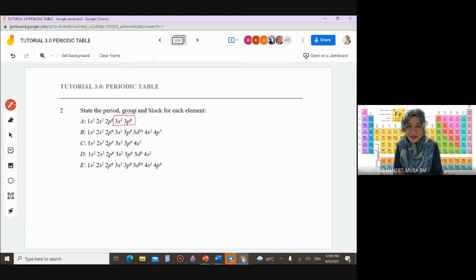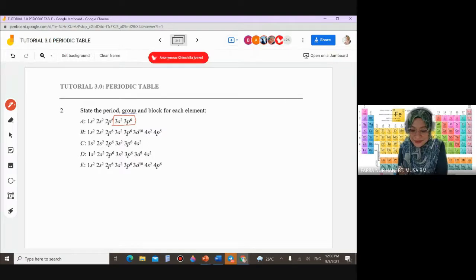Yang lain sama-sama nak buat sama-sama. Kita dah siap dah. Lain dia lambat dia kata. Okey lah, siapa nak jawab ni?